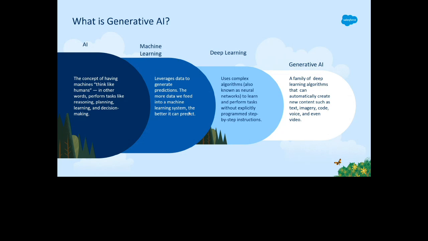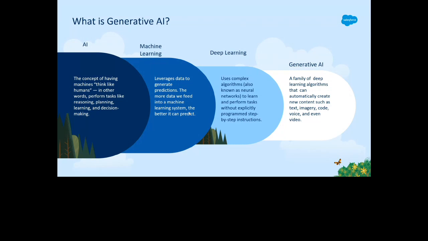On top of that, there is deep learning, which is much more advanced than machine learning. Deep learning uses complex algorithms, also known as neural networks, to learn and perform tasks without being explicitly programmed with step-by-step instructions. You are not writing any step-by-step instructions. Based on the algorithm, it will perform the task automatically. So that is deep learning.